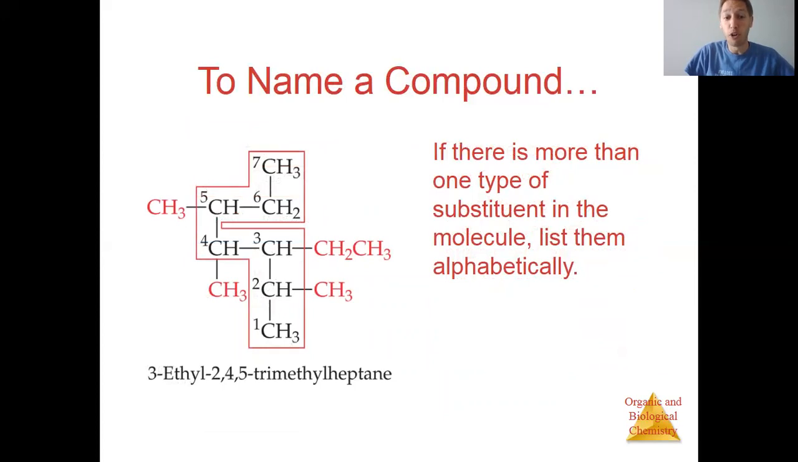So we can have multiple things attached here as well. This is a little more complicated. We already have it numbered out: 1 carbon, 2, 3, 4, 5, 6, 7. Our longest continuous chain is 7.